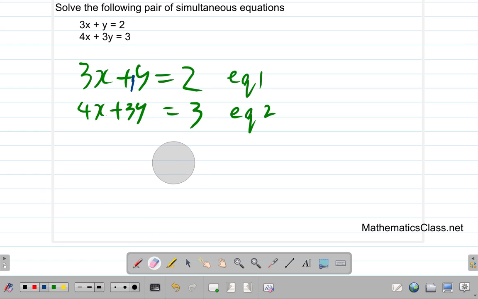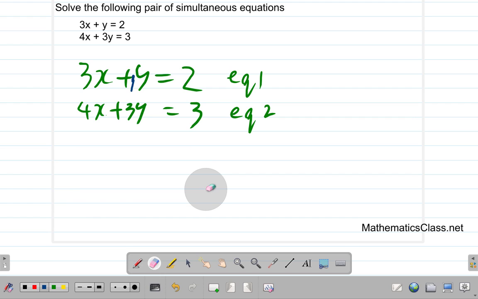Alright. Can we eliminate anything by subtraction? We'll see what happens. We're going to say equation 2 minus equation 1, because equation 2 has the bigger numbers. We like dealing with positive numbers instead of negative. Less confusing, right? 4x minus 3x gives you 1x. 3y minus 1y gives you 2y, equals 3 minus 2 is 1. Whoa, we still have a problem. We still have not eliminated x nor y. Alright, so we have to try some other techniques.